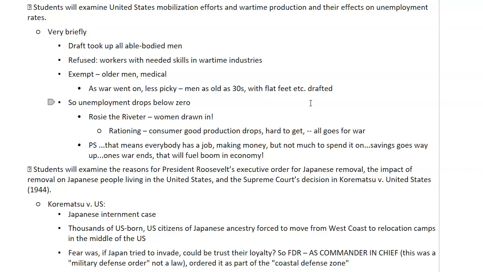Unemployment drops below zero. What does it mean below zero? If unemployment is 10%, that means 10% of potential workers don't have jobs. If unemployment is zero, that means every worker has a job. If unemployment is negative 10, that means they have 10% more jobs than they have workers for. Woof. And so they start scooping everybody they can.